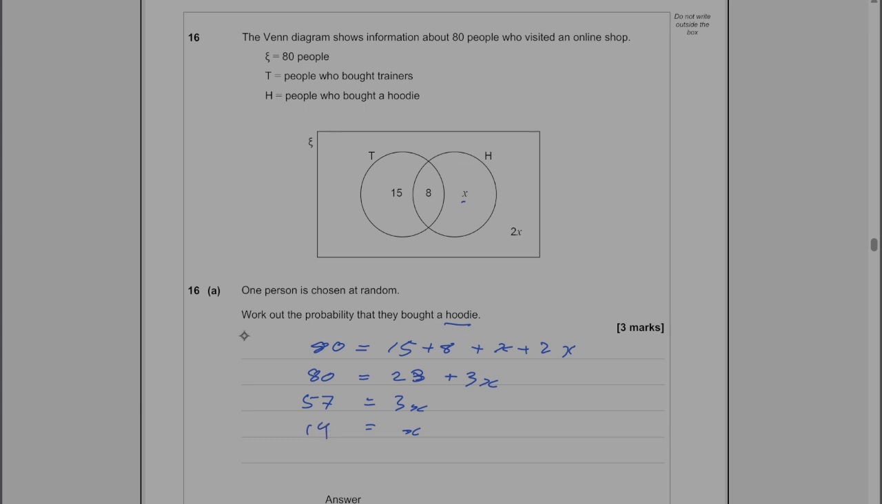So one person is chosen at random, so we're looking out of the sample of 80, and the probability that they chose a hoodie is going to be 19 plus 8, which would be 27. So 27 out of 80.